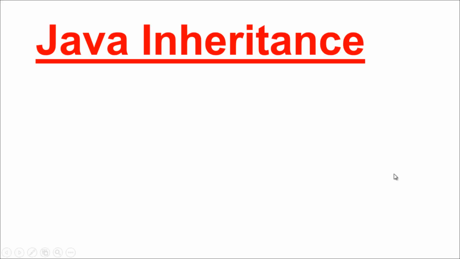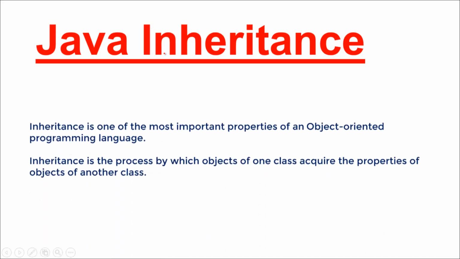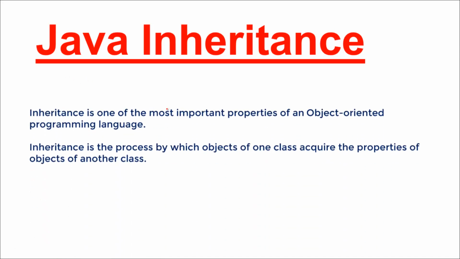In this class, we are going to learn Java inheritance. First of all, let us define what it is. Inheritance is one of the most important properties of an object-oriented programming language. Inheritance is the process by which objects of one class acquire the properties of another class.